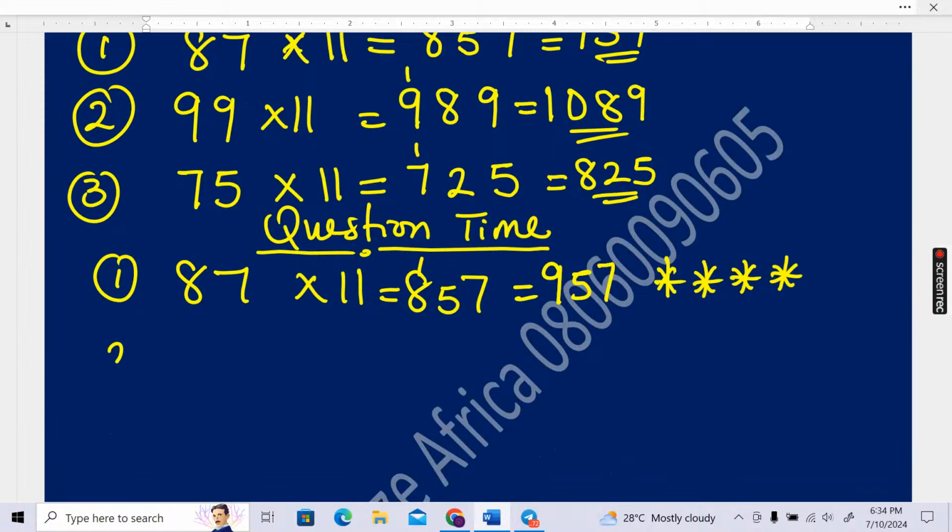Okay, the next question. What is 68 times 11? Let me see the students with the fastest finger. I already know the answer. In less than 3 seconds, I can tell you the answer. Make sure whatever answer you're typing is correct.